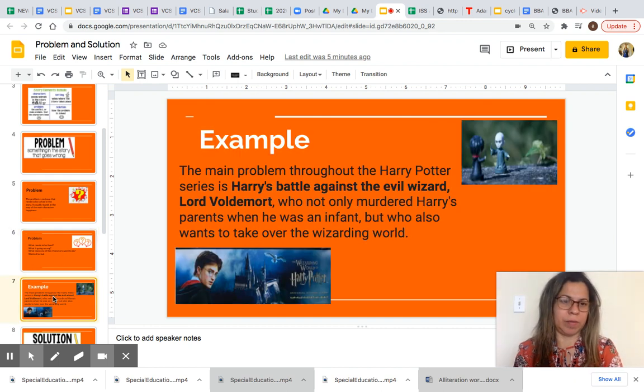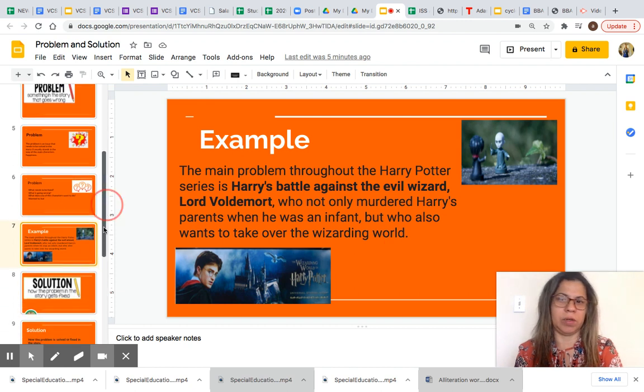An example of a problem in a story. The main problem throughout the Harry Potter series is Harry's battle against the evil wizard, Lord Voldemort, who not only murdered Harry's parents when he was an infant, but also wants to take over the wizarding world. This is an example of problem in a story.